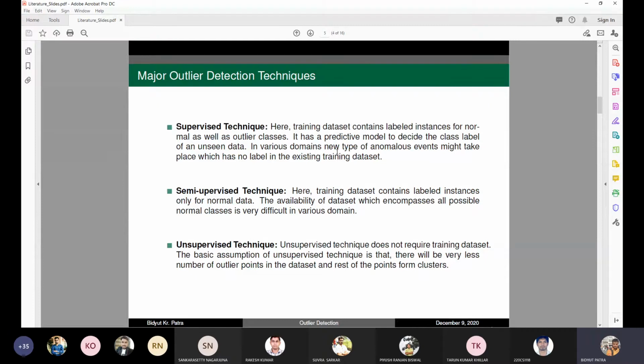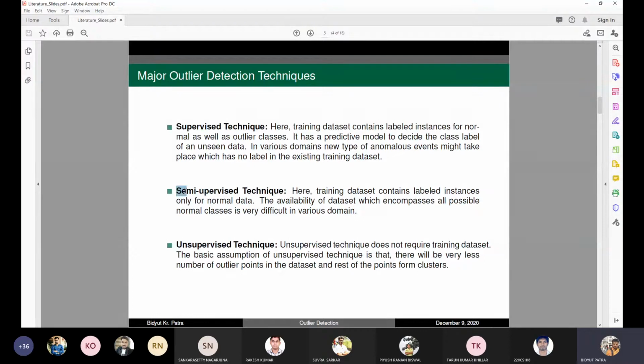One is the supervised technique. As you know, the supervised technique needs training data. The training data contains labeled instances for normal points as well as the outlier classes. As we define, the outlier is a set of points which differ from the rest of the points. The majority of the points follow the rule, while these outlier points do not follow the same pattern. Therefore, as you understand, these supervised techniques will face the imbalance problem.